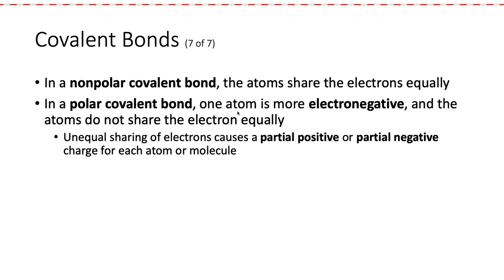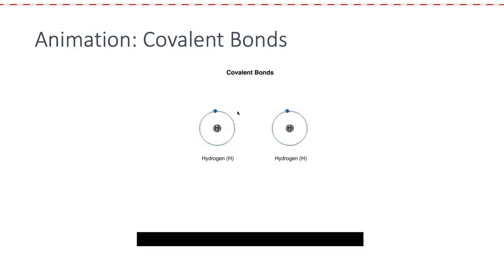And that means that the atoms are not sharing the electron equally. And this is really, really important for biology, because when you have this unequal sharing of electrons, you get a partial positive or a partial negative within the molecule. I don't show you a lot of videos inside my video, but I did think that this one would be useful. So let's go ahead and watch this little video and move from there.